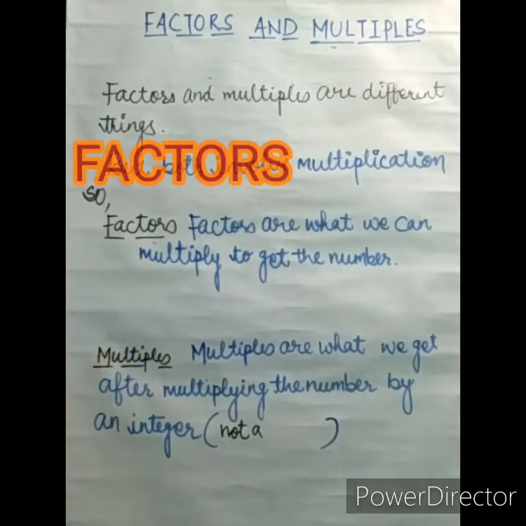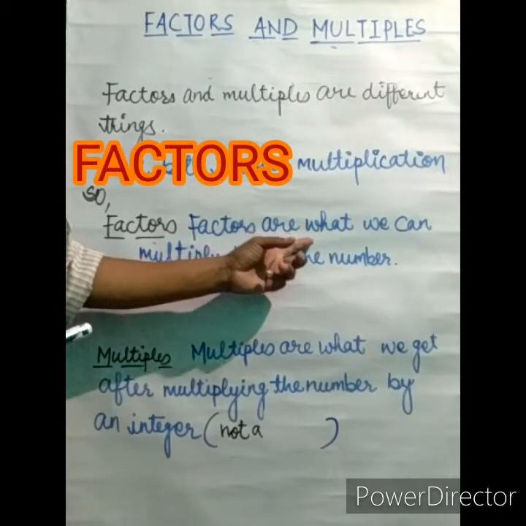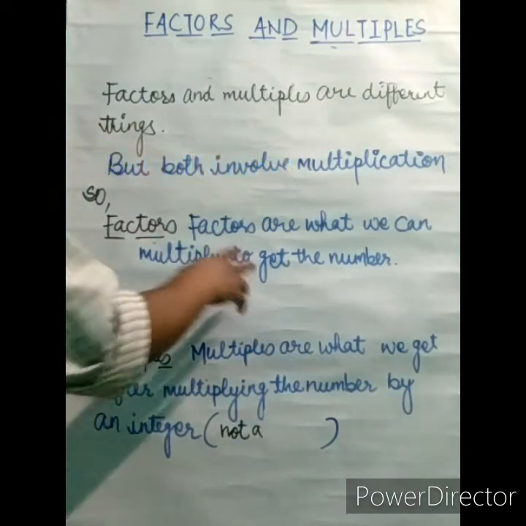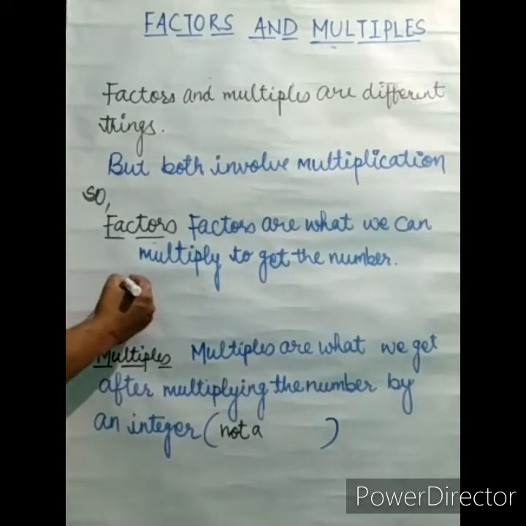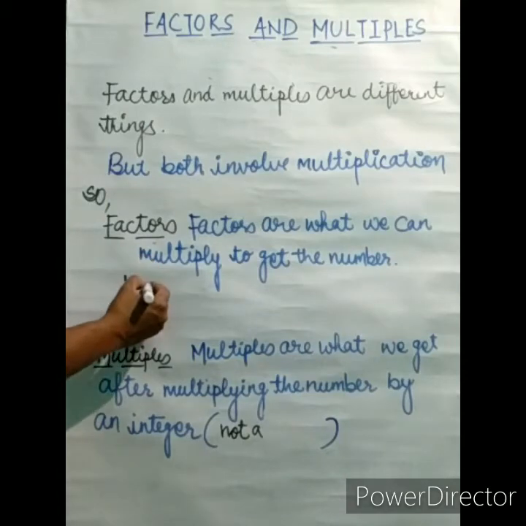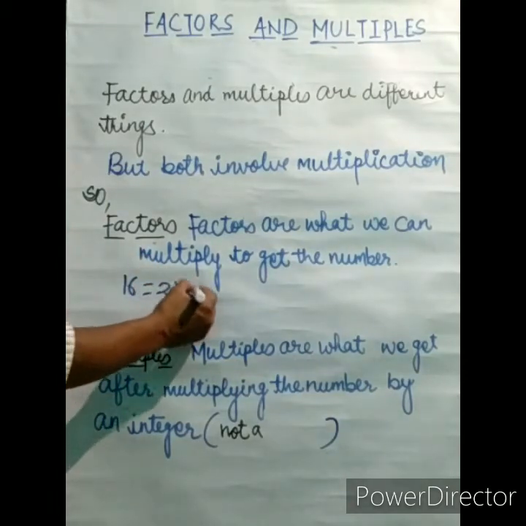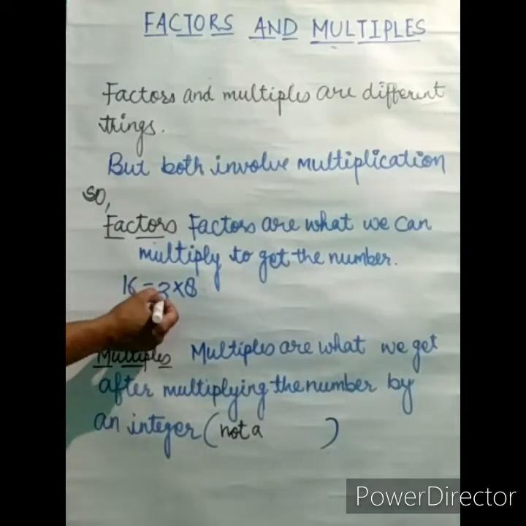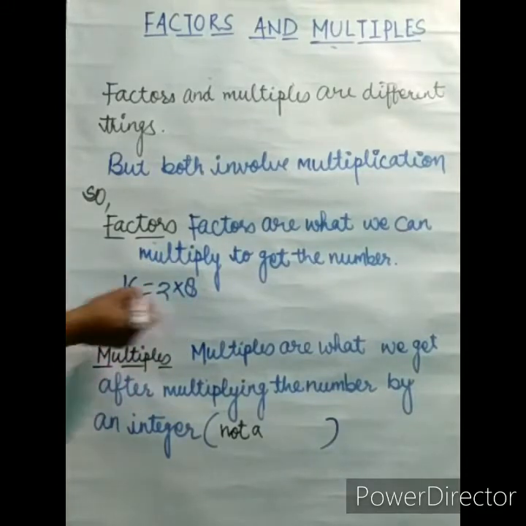So let's see the factors. What are factors? Factors are what we multiply to get a number. Now here it is 16. Upside I have done divide. We divide 16 by 2 and the answer came 8. We want to get 16, so we multiply: to get 16, 2 multiplied by 8. So 2 and 8 both are factors of 16.